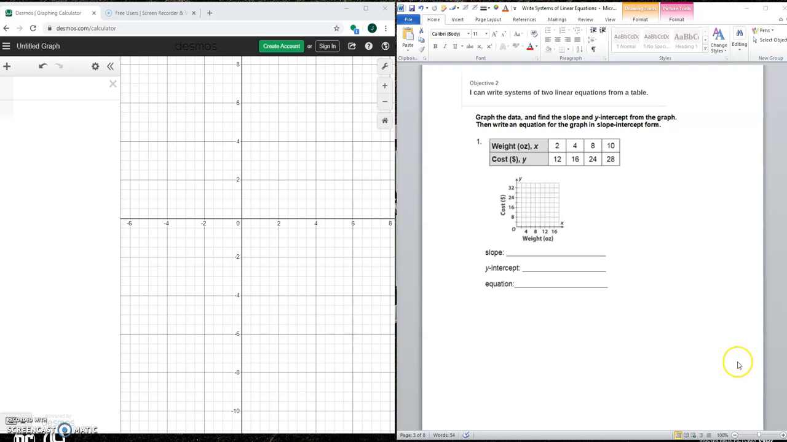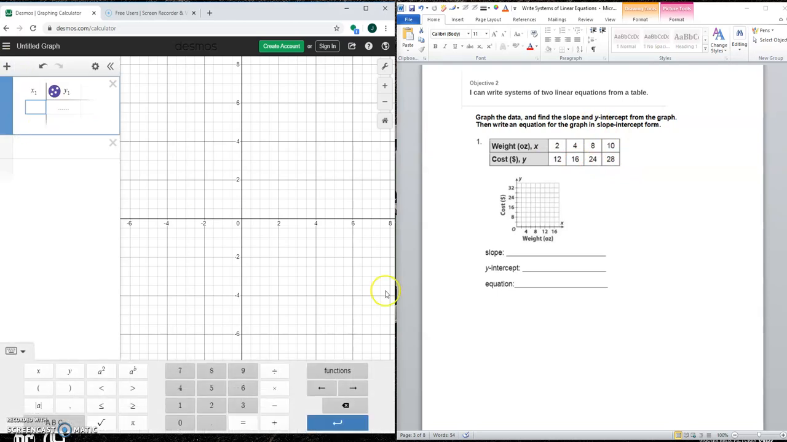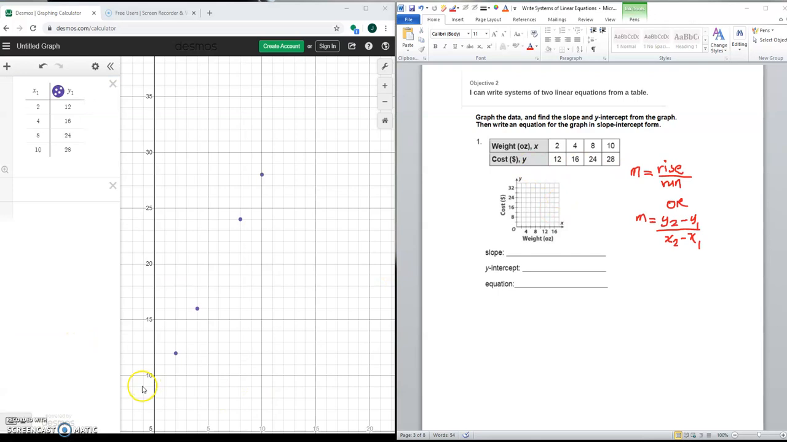So you have all these values in a table. So you open up your table. So click on the plus sign and then enter all of them. Upon entering all the points, this is how it looks. We are now going to get the slope. So the slope is rise over run, or you can use the formula y2 minus y1 all over x2 minus x1. I am going to do both.